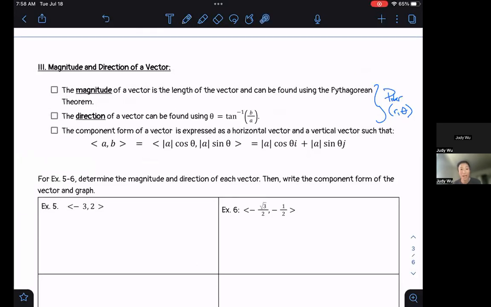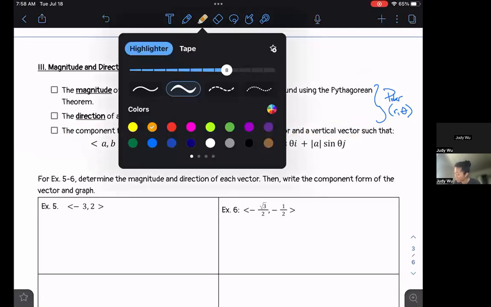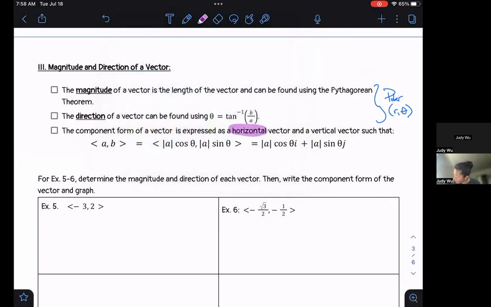Now, the last new vocabulary I want to introduce here is the component form of a vector. And so one of the powerful things about a vector, kind of like parametric equations, is we can break it up into what we call the components, or really the horizontal piece and the vertical piece, okay? And the horizontal piece, let's do a little color coding here. The horizontal piece, not surprisingly, deals with cosine.